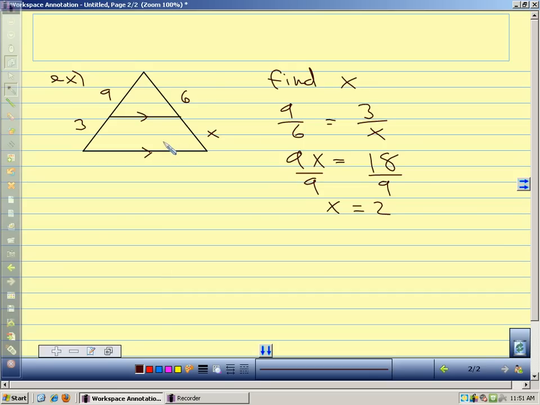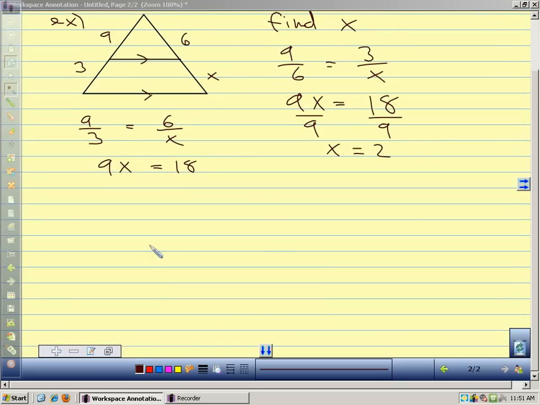If the numbers weren't as straightforward, we would have to set up and cross multiply. These are easy numbers, so it works out nice this way. I could also, listen up guys, I could also set it up. I could say 9 divided by 3 equals 6 divided by x. I could set it up that way, and I still get 9x equals 18. I get the same thing that way. So I can set it up several different ways. Well, we set up a proportion with the part that we're looking for.